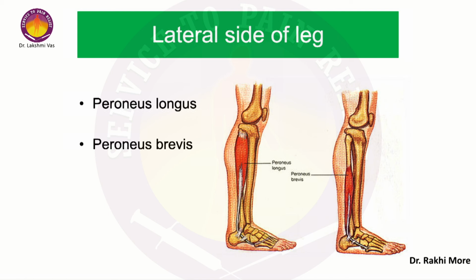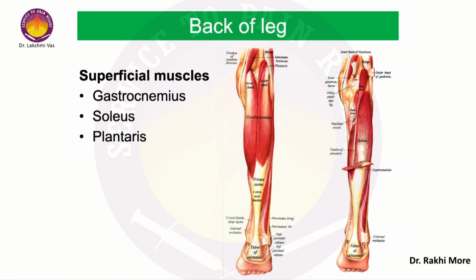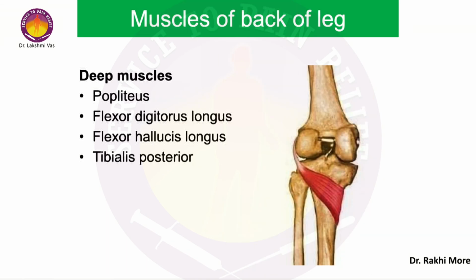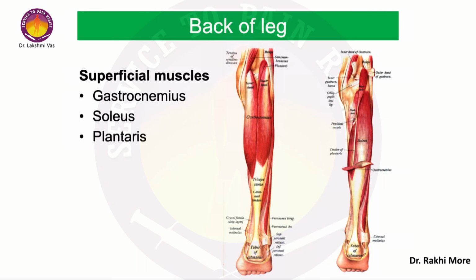Okay, so now we come to the back of the leg where we've already seen the gastrocnemius, soleus and the plantaris. The deep muscles are the popliteus. You can see the origin tendon of the popliteus coming from the lateral epicondyle, and the belly of the popliteus which is inserted on the posterior surface of the tibia just above the origin of the soleus. Then the flexor digitorum longus, flexor hallucis longus and the tibialis posterior.